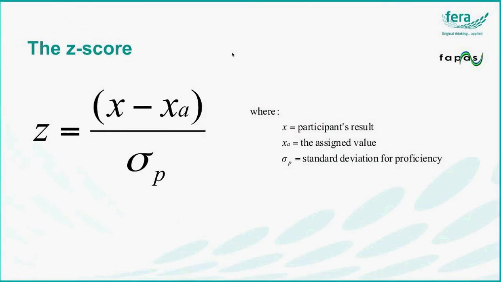The assessment you receive is in the form of a Z-score. This includes the participant's result, the assigned value, and the statistic sigma p, which is the standard deviation for proficiency. This section of the webinar looks at how we derive the assigned value and how we derive the standard deviation.